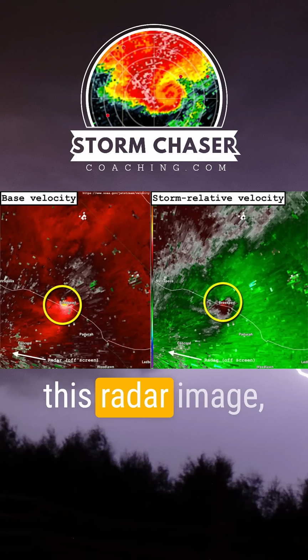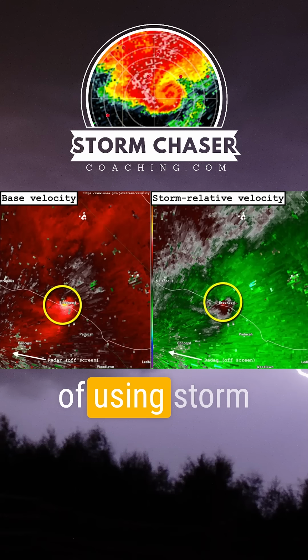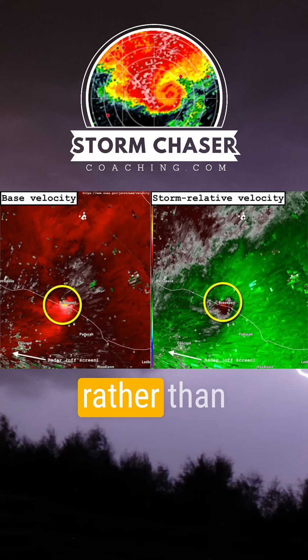At the time of this radar image, an EF3 tornado was ongoing, which highlights the importance of using storm relative velocity rather than base velocity in tornadic situations.